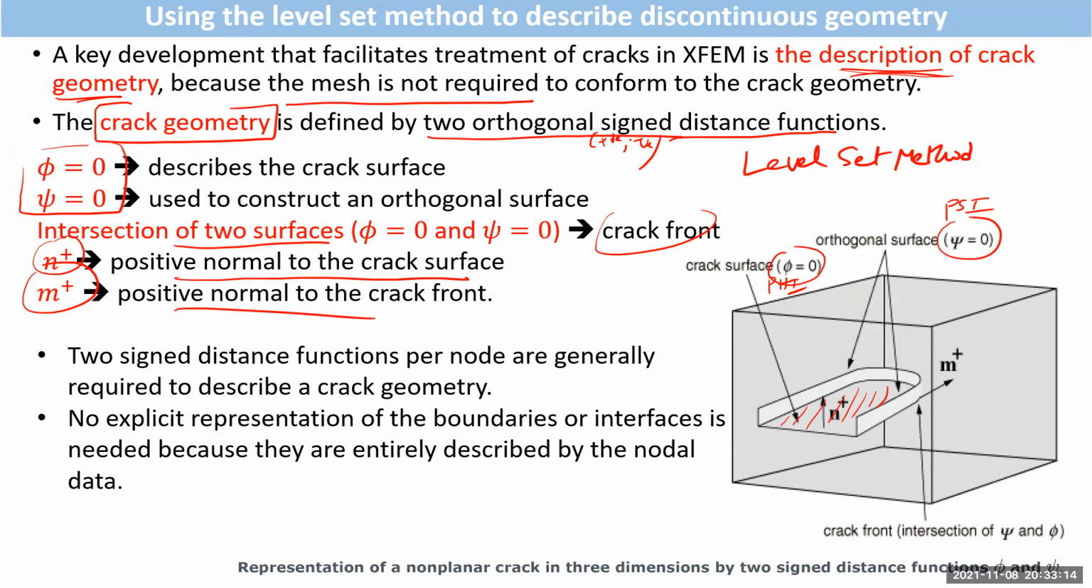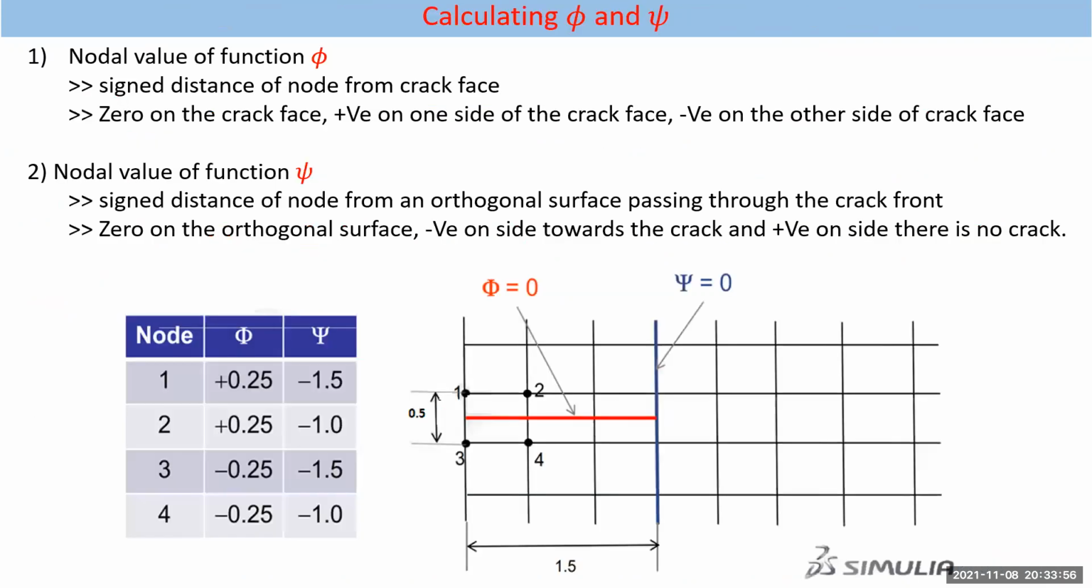The n plus is here, the positive normal to the crack surface. M plus is the positive normal to the crack front. And then, if you have this defined, the two signed distance functions are all you need per node to describe the crack geometry. What do we mean by that? Just with this phi and psi, you can locate all the other nodes. You don't need any explicit representation of boundaries or interfaces for the crack. Only through these two signed functions, phi and psi, which can have plus or minus. I have an example to show you.